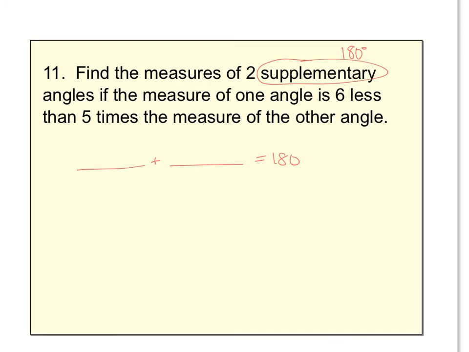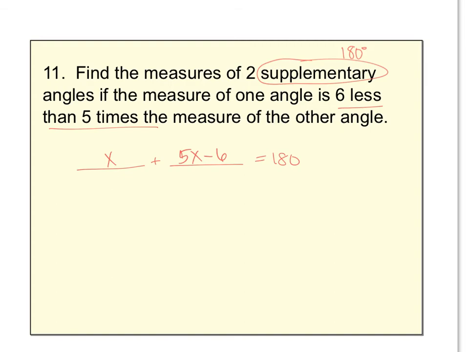I don't really know what either angle is. So what I'm going to do is call the first angle x, but then the other angle has to be 6 less than 5 times that measure. So I'm going to say 5x, and then I have to do 6 less than that. That would be minus 6. So that is 6 less than 5 times the first angle. There you have it. That's your equation.